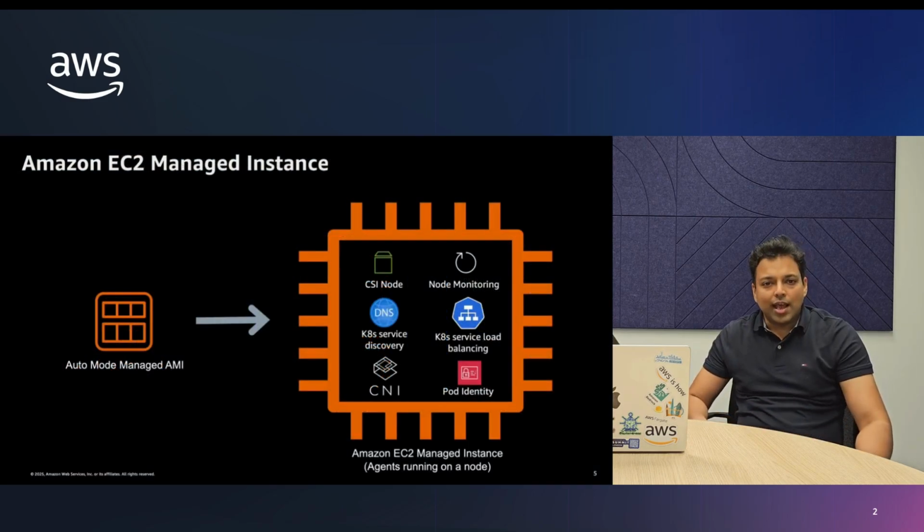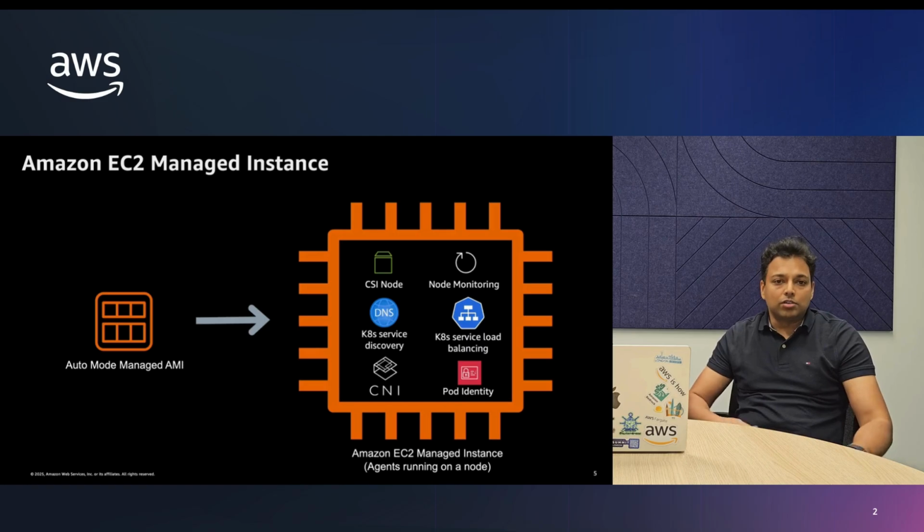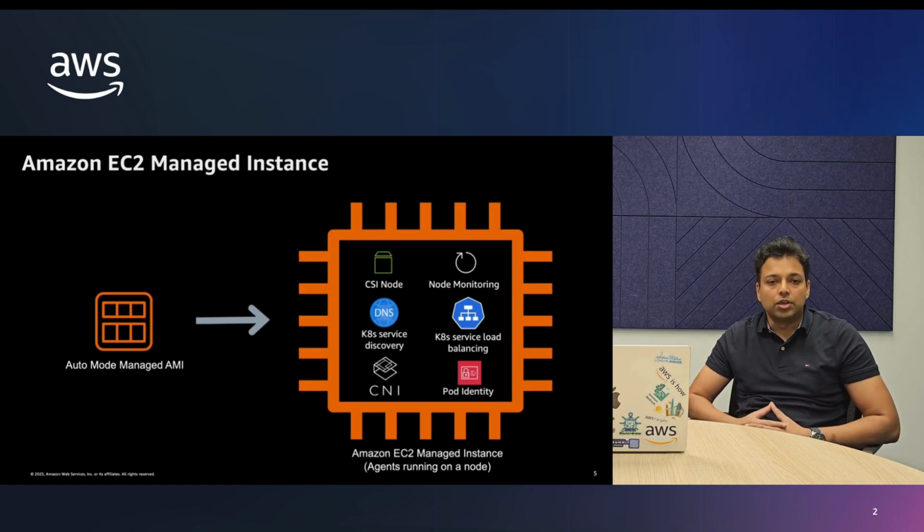So all of this has become possible via the use of EC2 managed instances. These managed instances have an EKS optimized AMI, which is specifically built for Auto Mode, where the operating system of these instances has all the necessary plugins to run Kubernetes installed on it as system processes. So you don't have to run these components as daemon sets within your Kubernetes cluster, and they run as system processes on the cluster.